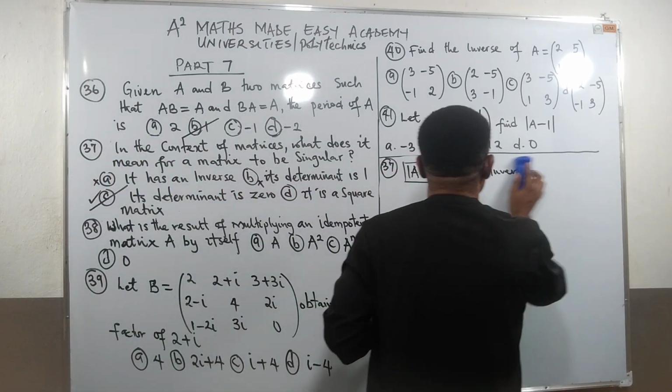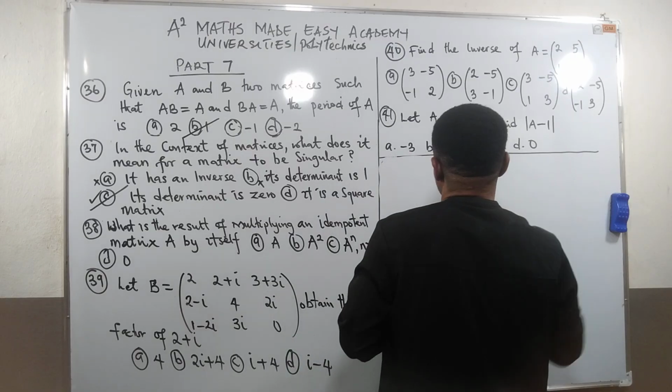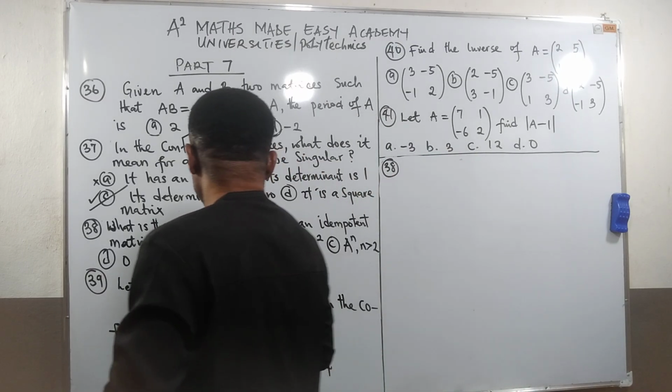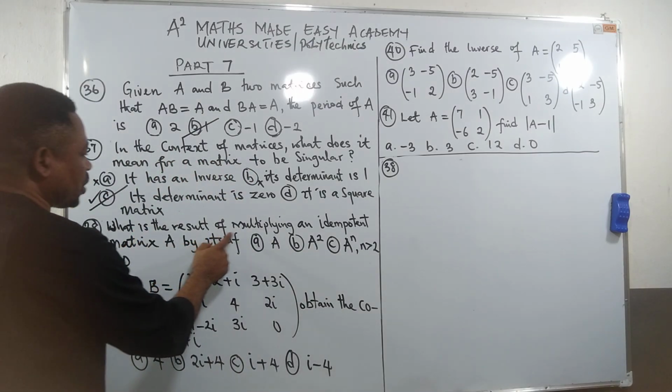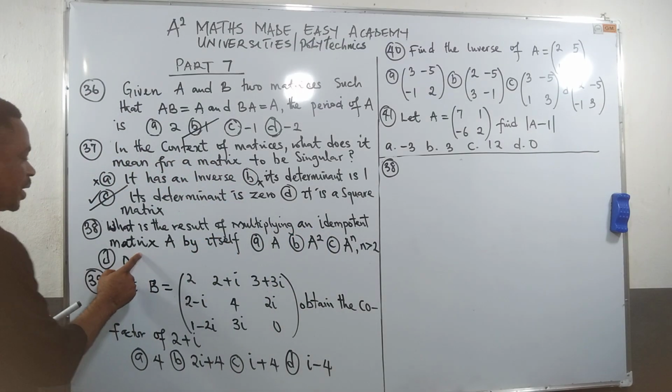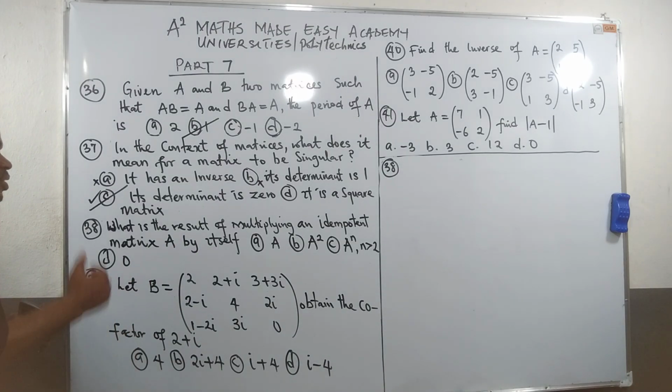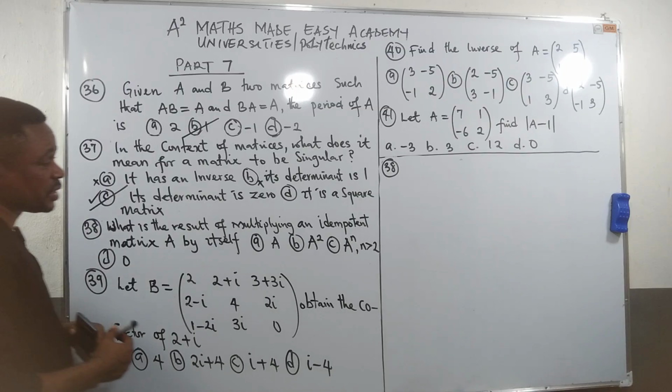Let's move to question number 38. I want you to observe this. Now, what is the result of multiplying an idempotent matrix A by itself? Oh my goodness. Now, the question is, what is an idempotent matrix?